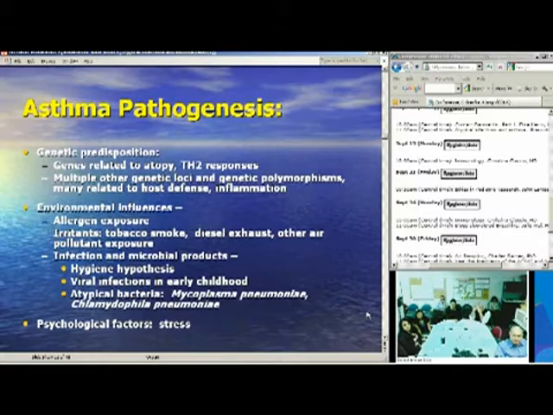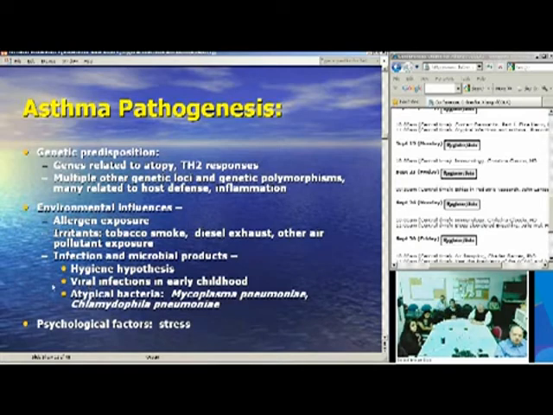Asthma pathogenesis has many different aspects in the literature. There's a clear genetic predisposition, which we've known about for a long time. Genetic studies have revealed a number of genetic loci and some gene polymorphisms, and many of these appear to be related to host defense and inflammation. Among environmental influences, we know that allergen exposure is very important. The majority of childhood asthmatics have airway allergies. Irritants such as diesel exhaust, tobacco smoke, and other pollutants also have a proven role. And infection and microbial products are probably also important.